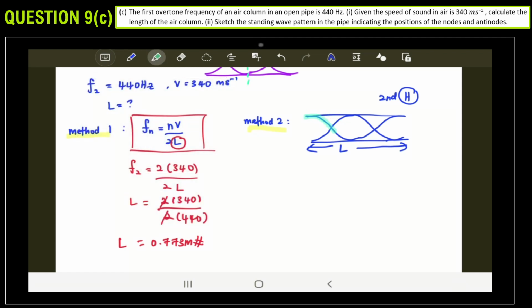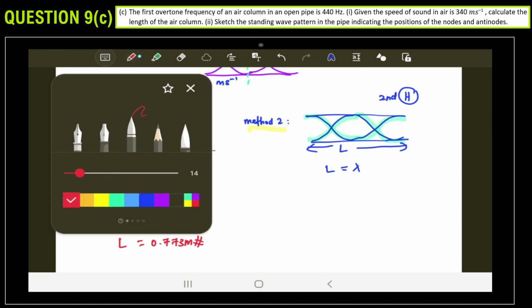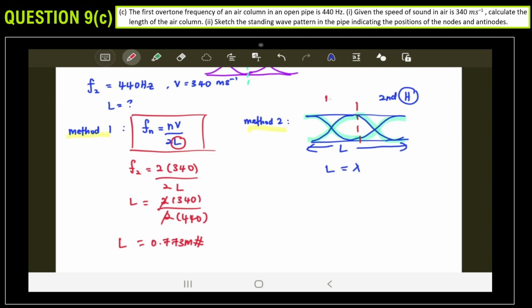So this is the half lambda, and this is another half. Therefore, you can write L is equal to lambda. It means half lambda plus another half lambda, so L is equal to lambda. We want to find what L is, so we need to find lambda.